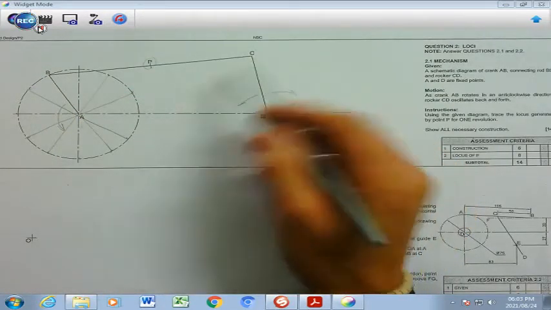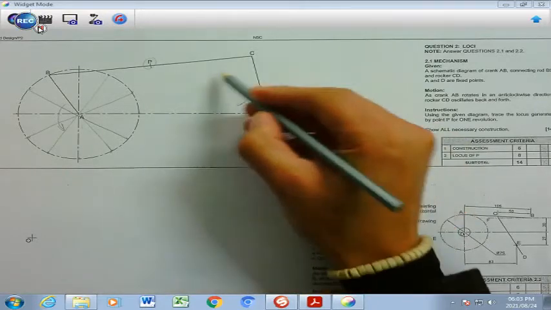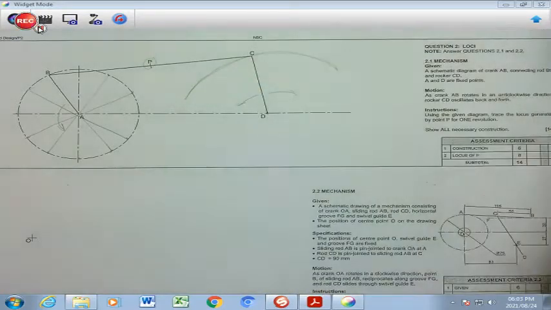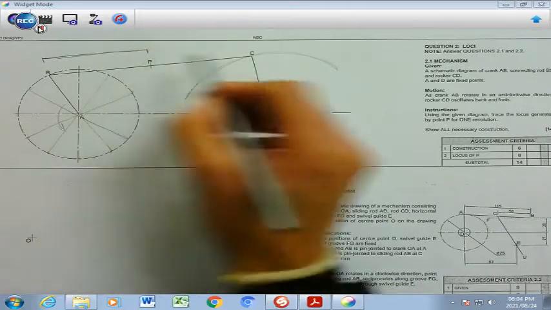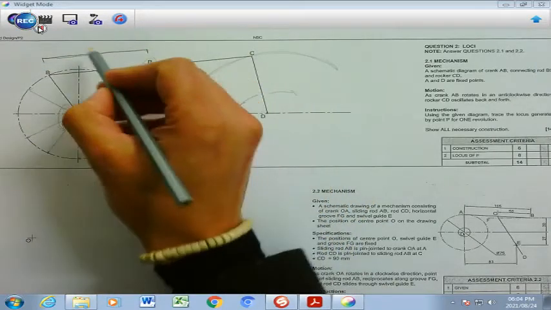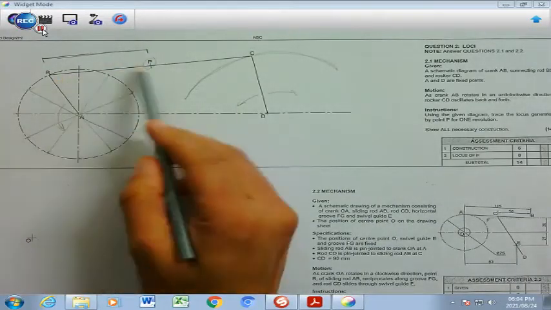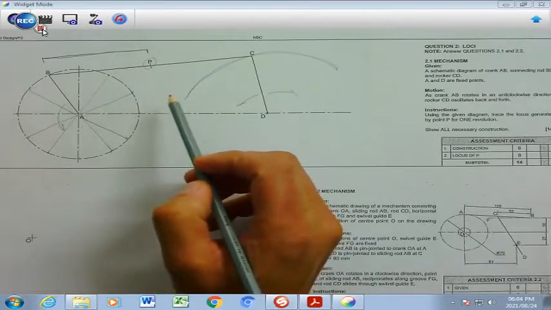This of course will rock back and forth, so you can put your compass here and draw an arc like that. You need to measure the distance from B to P, preferably from B to P. The reason for that is so that you can mark off point P as it makes its way around the phantom circle.